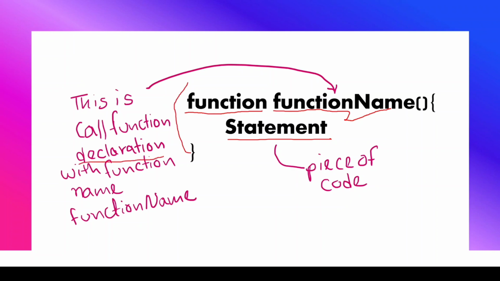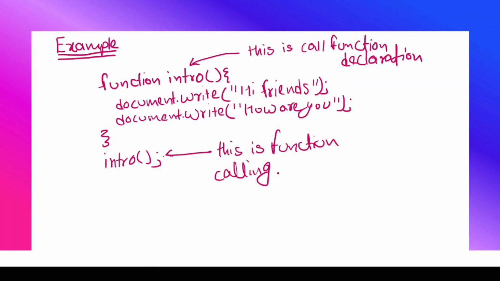For example, we have a function introName that writes, hi friend, how are you? And this is the function definition. If we just define it and do not use it, then it will not print anything. For that we have to call the function. We write the name, then round braces, and we call the function with the function name. This is calling a function. This is declaring a function. This is calling a function.